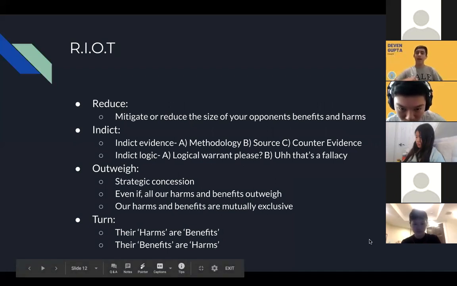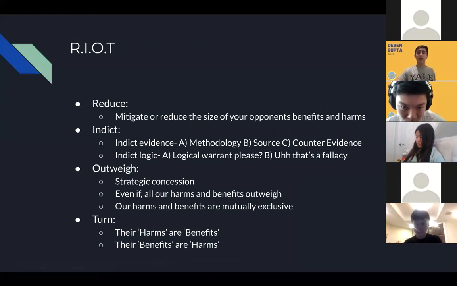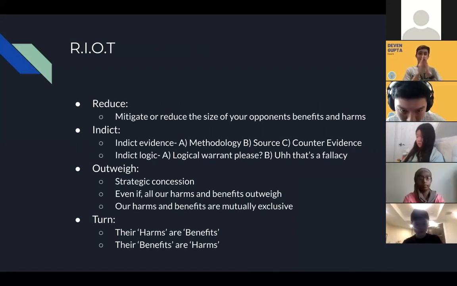How to riot. In your rebuttal, you want to riot. What I mean by riot, you want to reduce, indict, outweigh, and turn. These are what we talked about earlier. It's just summing it down into the main points. Okay. First, reduce. You want to mitigate or reduce the size of your opponent's benefits or harms. We talked about this. It's only taking it down a little bit.